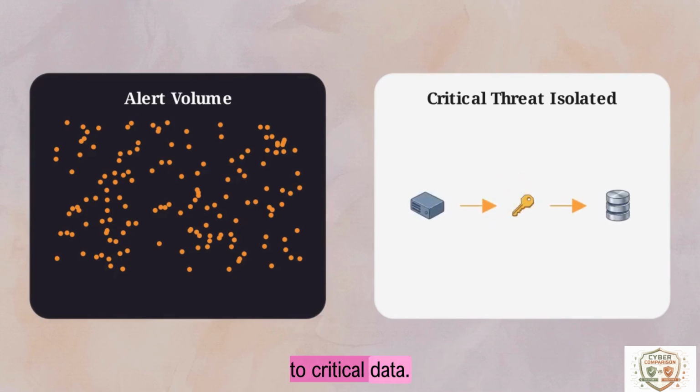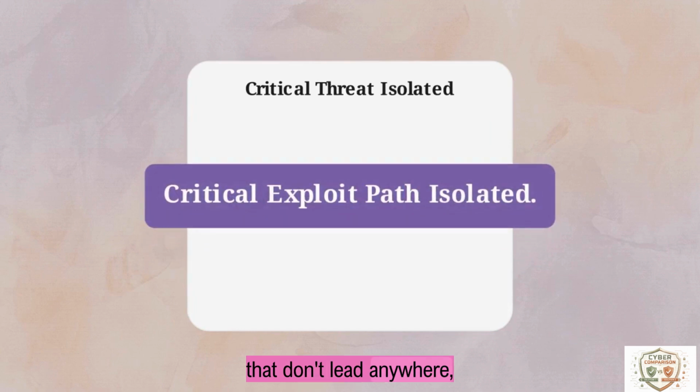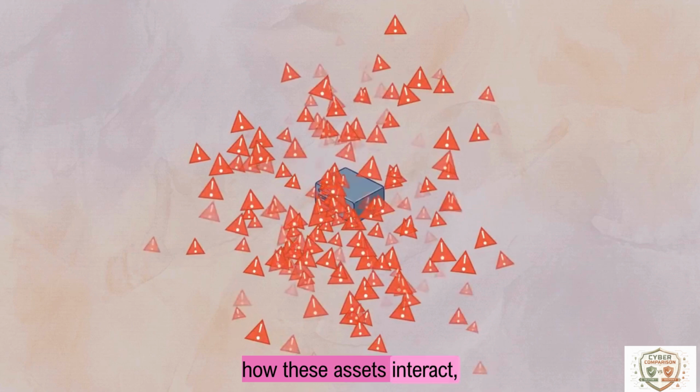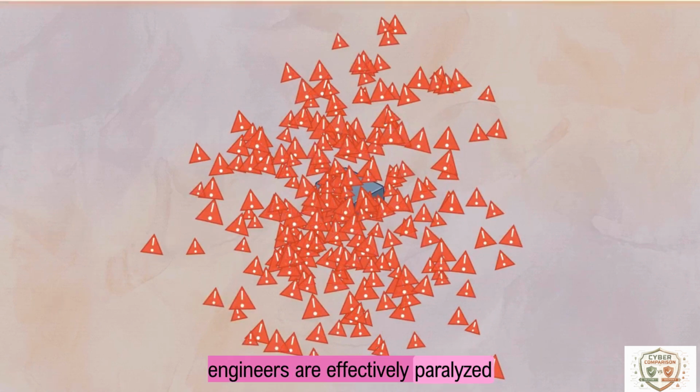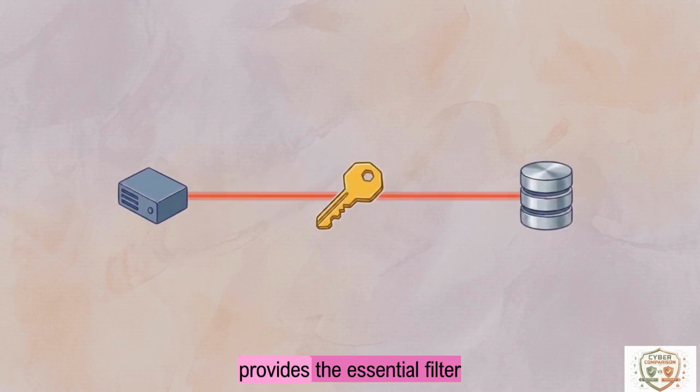This automated, context-aware filtering directly addresses severe developer alert fatigue. By automatically hiding thousands of low-level warnings that don't lead anywhere, security teams are only prompted to look at actual, exploitable attack vectors. Without a graph calculating how these assets interact, engineers are effectively paralyzed by notification noise. This automated prioritization provides the essential filter that makes real-world cloud defense possible.